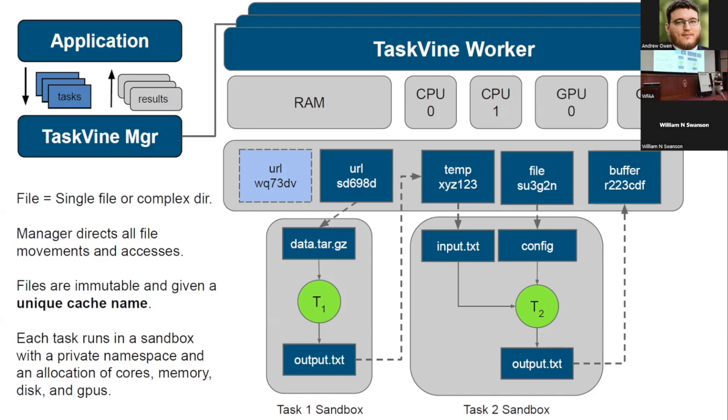Now, much like HTCondor, each task runs in a sandbox, so it has a private namespace. And we link in the inputs and the outputs so that files can appear in different ways to different tasks. So in this example, this task is consuming data that came from a URL. It's producing an output file, which then gets stored in the cache directory. And a given file can appear under different names. To this task, this is an output, but to this task, it appears as input.txt.